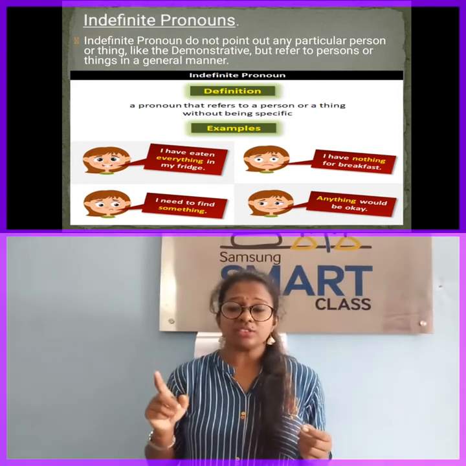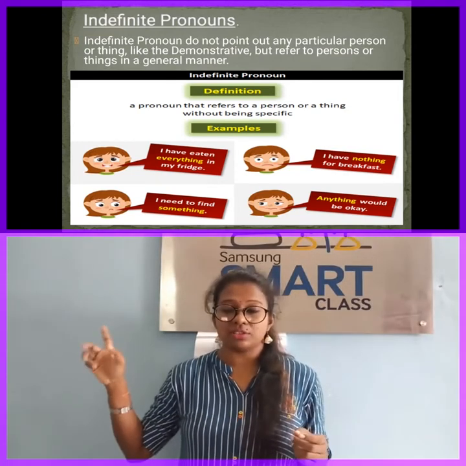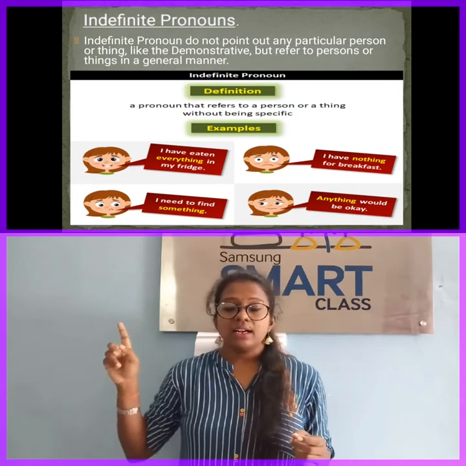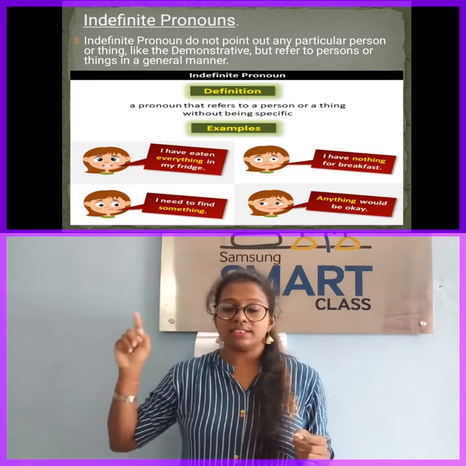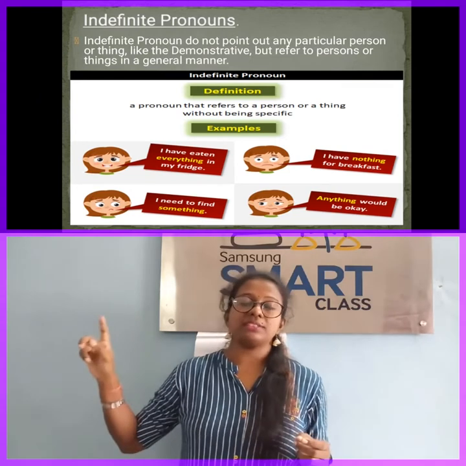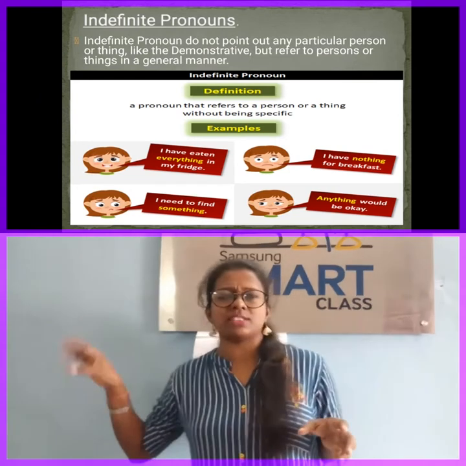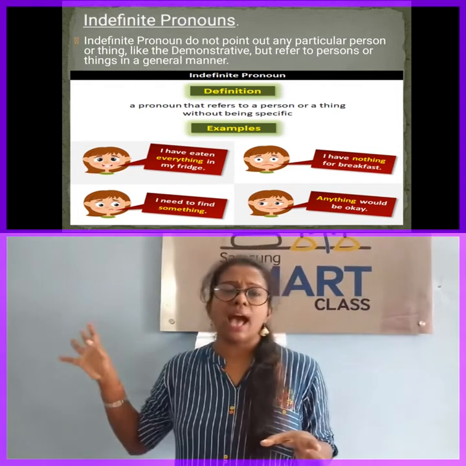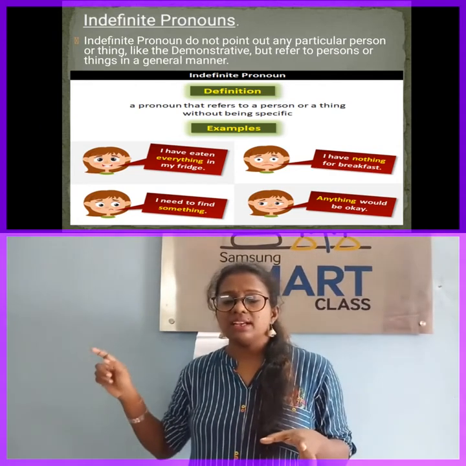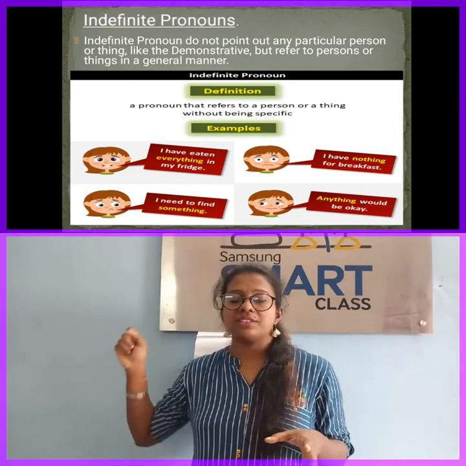So that is the definition. Now see the examples from the chart, dear students. The first one says, the girl is saying, I have eaten everything that is in my fridge. So with everything, she is not mentioning particular things, the chocolate or the cake or the apple or the fruit, but simply saying that she has eaten everything in her fridge.